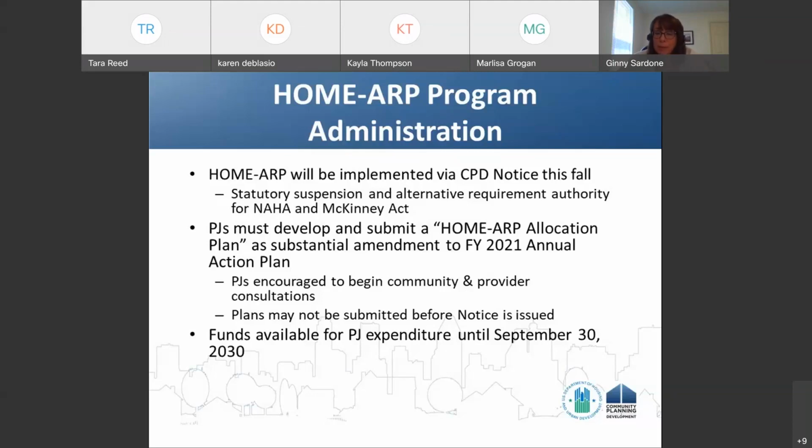These plans will not be able to be submitted before the notice is issued, so we wouldn't expect any of the plans to be in until sometime late in the year. But the good news is that these funds are available for expenditure through September 30th, 2030, which gives plenty of time, not just to meet immediate needs in the short term, but also to complete capital construction projects to provide long-term assets in communities. Slide, please.